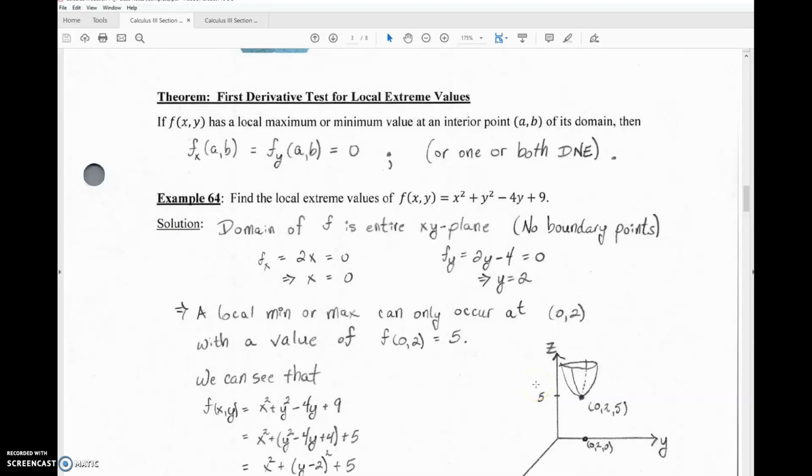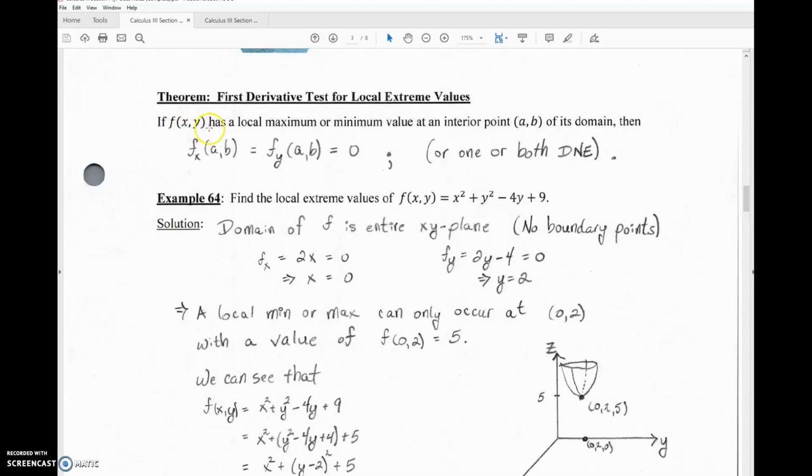We're on our Calculus 3 class notes in about the middle of page 68, and we're on our section 14.7, where we're looking at extreme values. So the first theorem I want to talk about is the first derivative test for local extreme values.